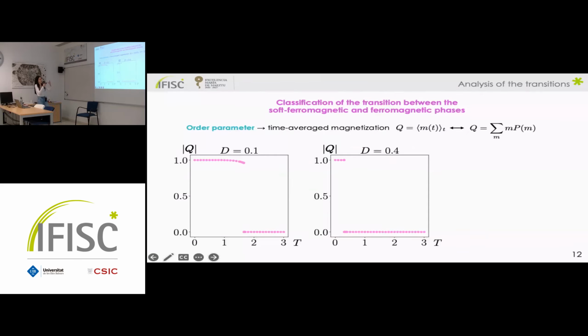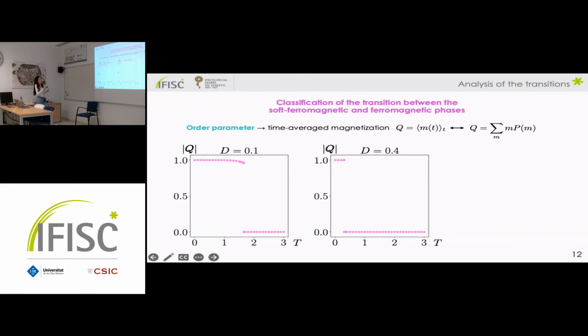So, in order to classify this transition between the soft ferro and ferro phases, the first thing that we do is to look at the order parameter, which is defined as the time averaged magnetization and can be computed from the probability distribution of the magnetization in this way.